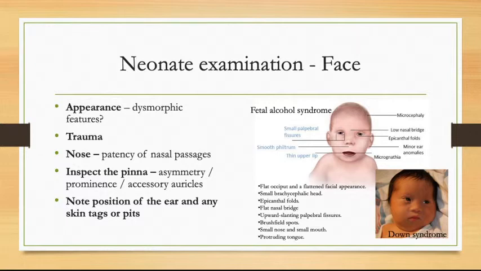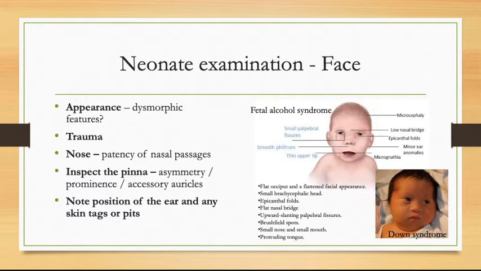So on the right here, I have 2 pictures and 2 different syndromes and their corresponding dysmorphic features. So the first one is fetal alcohol syndrome, and the second one is Down syndrome. So you can definitely read the words on these pictures. So I'll just talk really quickly about what you should look out for.